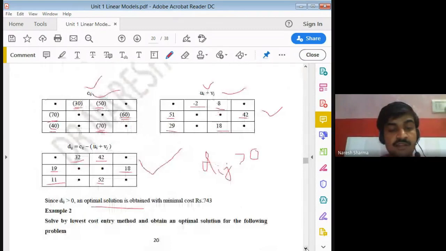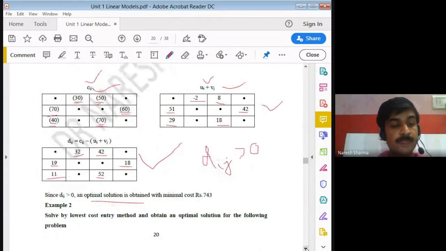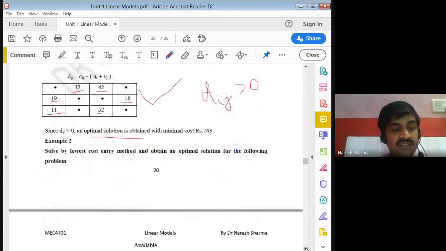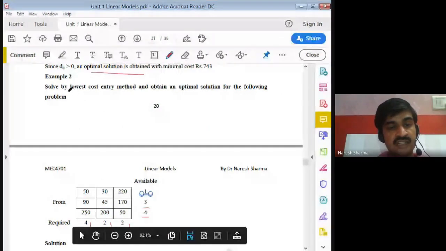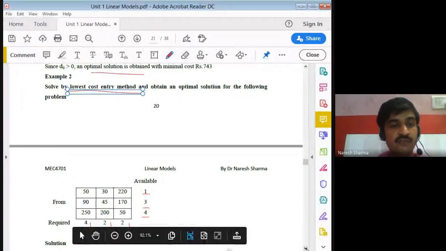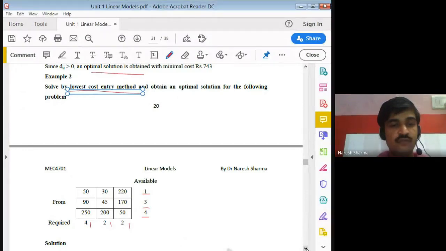Right? So one quick go-through on one more example. You see this is an example of a 3 by 3 matrix. Availability is 1, 3, 4. Requirement is 4, 2, and 8. So solve by the lowest cost entry method. You know what the lowest cost entry method is. So first find your initial solution by lowest cost, then go for the MODI method for optimization.